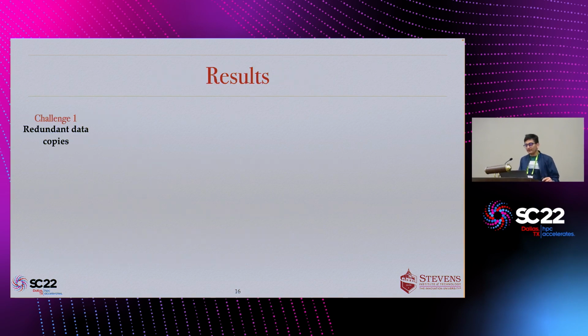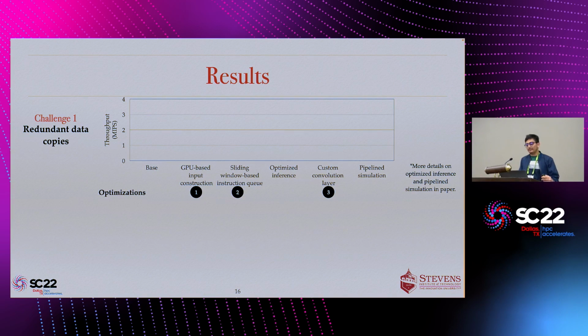Now let's start with the results with challenge 1, like how we can remove the redundant data copies. So for that, we actually have 5 optimizations, of which 3 of them, GPU-based input construction, sliding window-based instruction queue, and custom convolution layer, are discussed. And 2 more optimizations, optimized inference and pipeline simulation, are described in the paper.